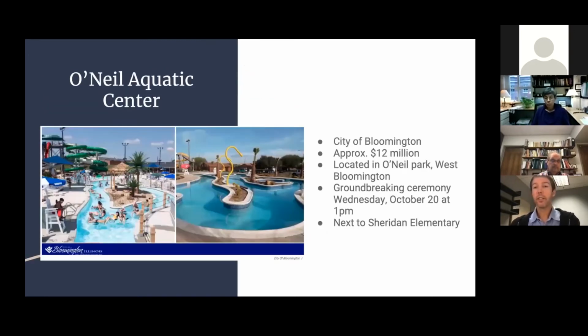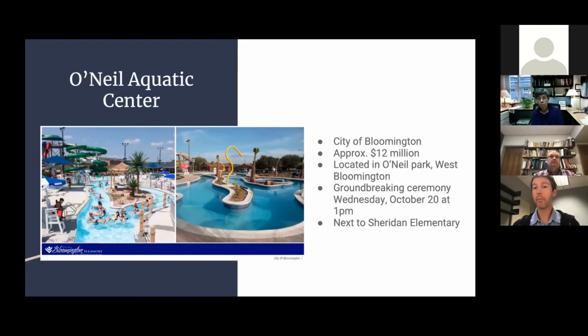Our other project that's going on, I'm just going to mention briefly because we just started working on it this fall. We came across this project via Deborah this summer. She mentioned it, and it's been a great thing to work on so far. In case you haven't seen this in the news, in O'Neill Park, which is in West Bloomington, they're putting in an aquatic center. Here are some of the stats. The city of Bloomington is the one putting it in. It's pretty expensive, about $12 million, but it's already been approved.